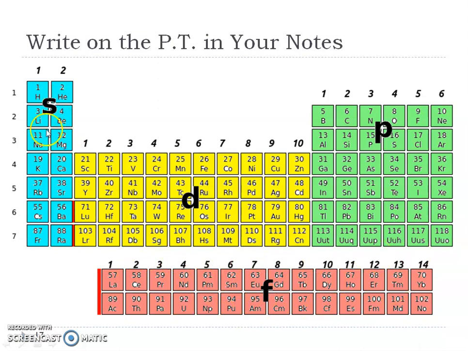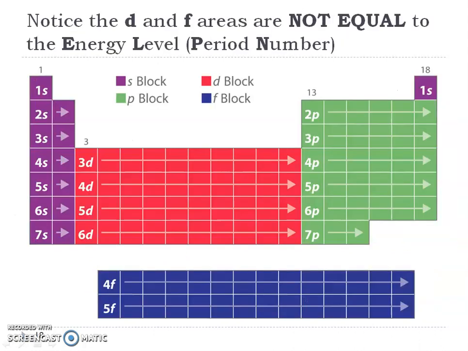So what's going to happen is your S and your P do correspond to the period number equals energy level. But when we get to the D, this Sc really is going to be 3D1, 3D2, 3D3. And in the F area, this La, this lanthanum, remember, it's part of period 6 here. So this is really going to be 4F1, 4F2. And again, I'm going to show you some more here.